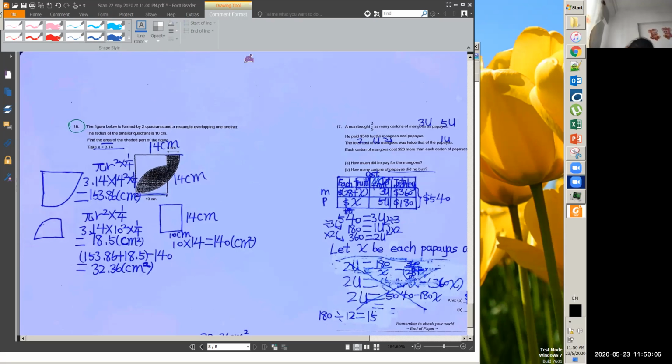So you have a rectangle. Is this a quadrant? Yes. And this is also a quadrant, right? Yes. Okay. So what you need to do now is try to draw some lines such that you can find out the area.